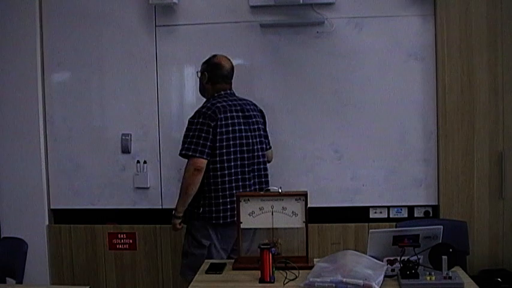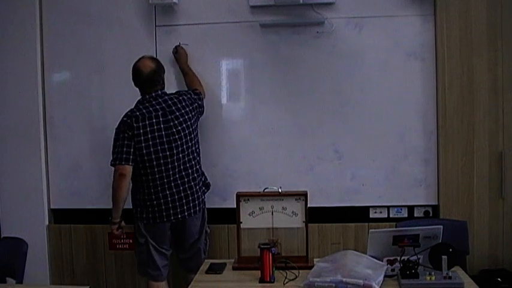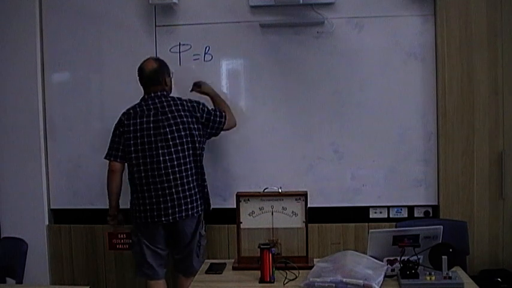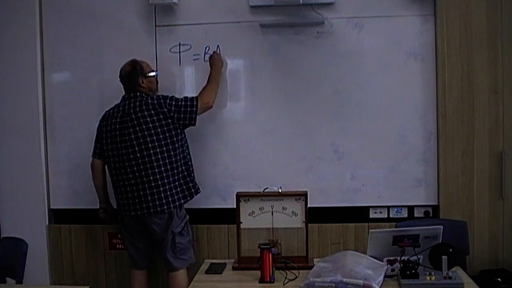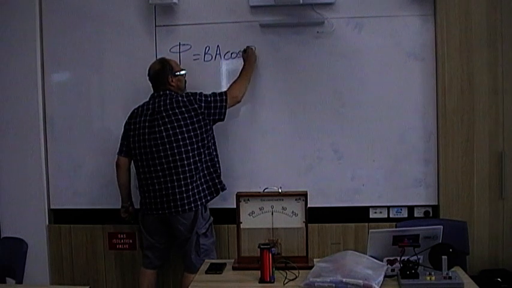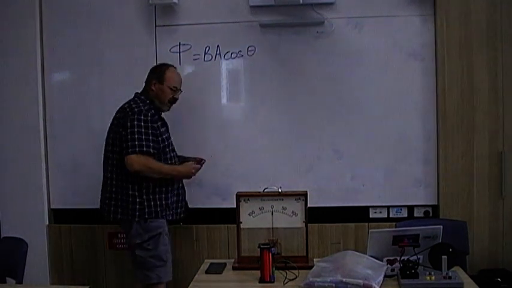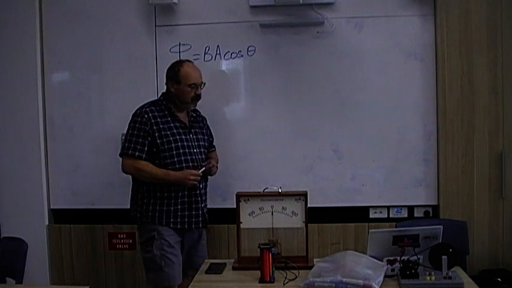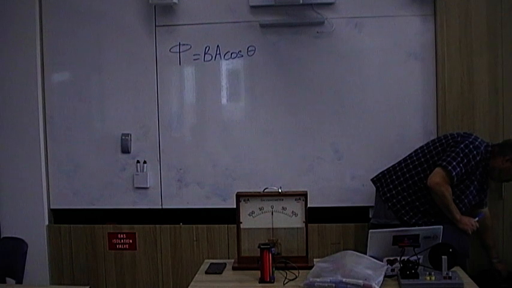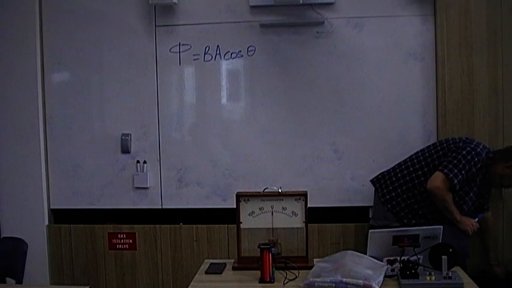To understand electromagnetic induction and put some quantity to it, let's introduce another physical quantity called flux, or magnetic flux, which is equal to B, the magnetic field, times the area of the coil, times the cosine of the angle between the normal to the coil and the magnetic field.